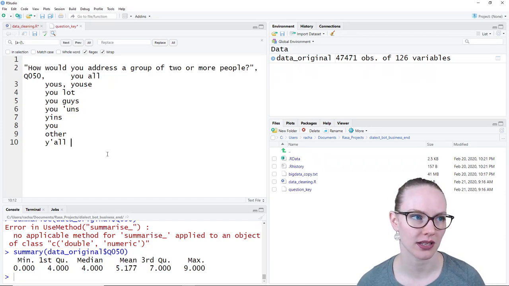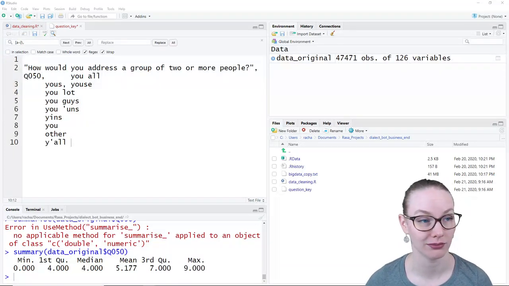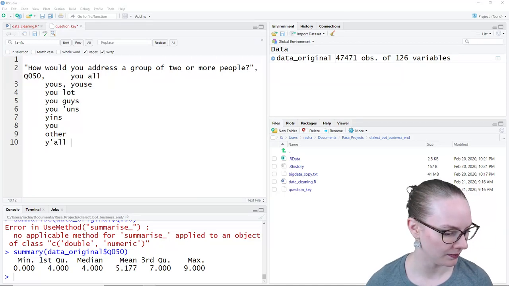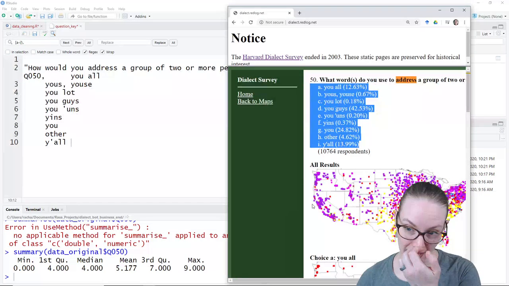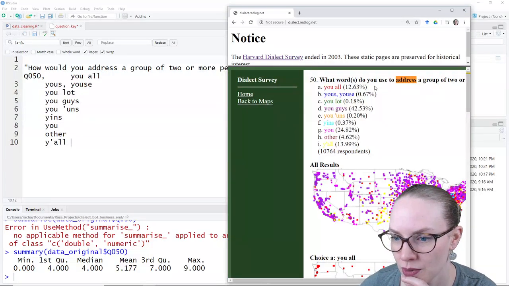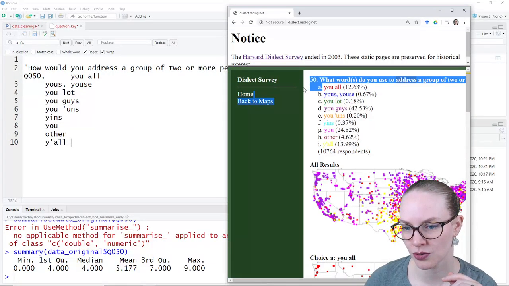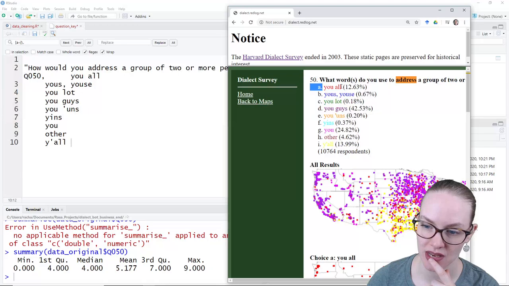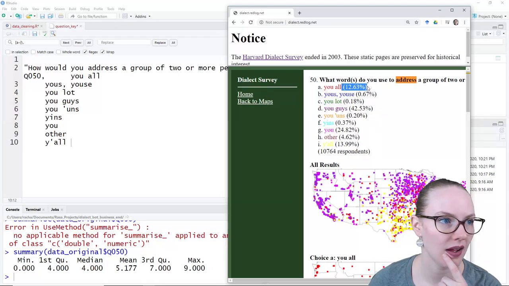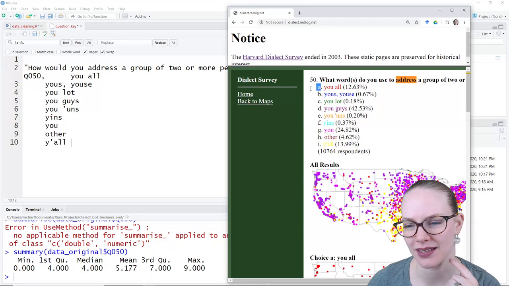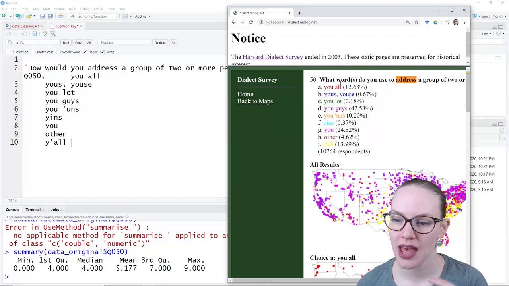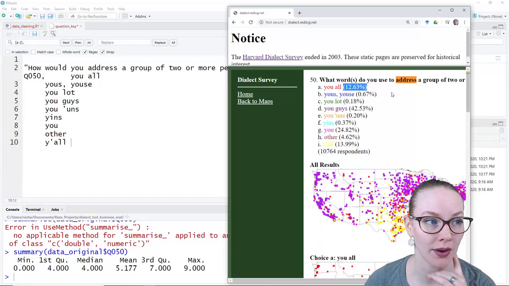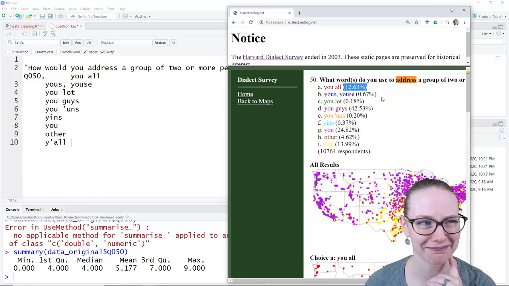Sorry, I'm thinking about doing this data cleaning with regular expressions. So I am copying and pasting from, let me get it back up, there we go, this guy. And we've got this sort of number thing. And then we have these, this isn't a number. So this is a letter. So this is the option that it is. And then we have these numbers in parentheses after it, which is the percentage of respondents that gave that response.